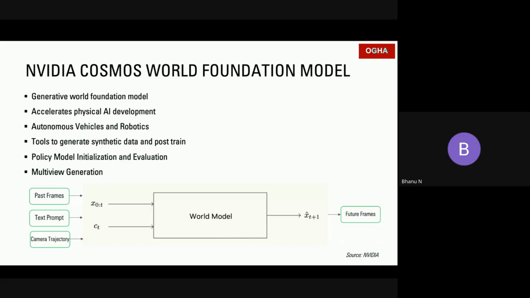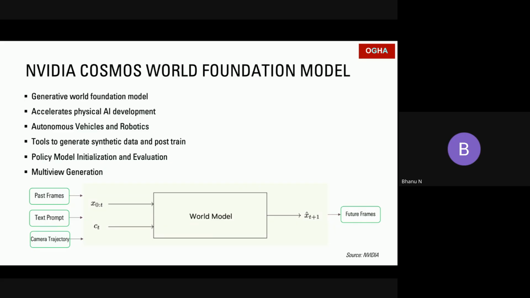Now let's take a look at another example, which is NVIDIA's Cosmos. They call this a world foundation model. It's a generative world foundation model. Basically, this is for physical AI, like robots, autonomous vehicles, pickup vehicles in a warehouse, or players in a real game, be it football, basketball, tennis, whatever. And you can accelerate that physical AI.